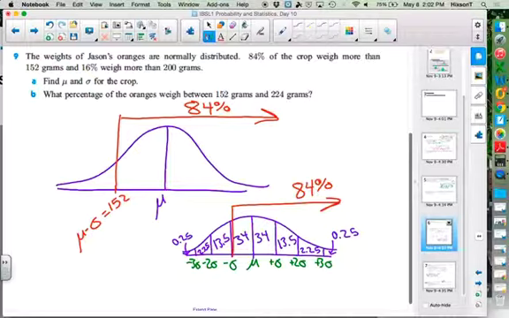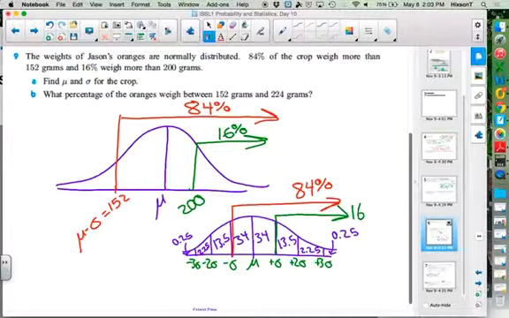Now, we are also told that 16% weigh more than 200 grams. Well, 16 is less than 50%, so since I'm going more, I know that less than half of it is going to be above here, so I'll put this 200 about right here, and I know that this is 16%. So where on our diagram marks 16%? Yeah, it's 1 standard deviation above.